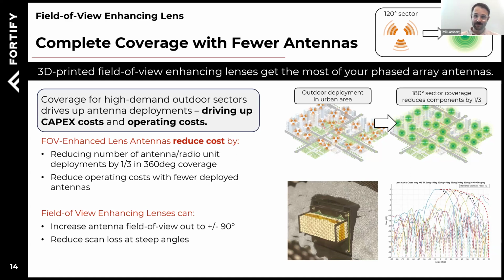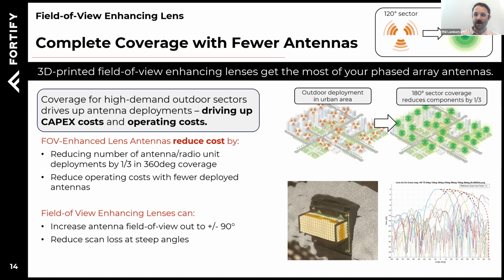So plus or minus 60 degrees from boresight. In order to cover a 360-degree sector, 360-degree coverage, you'd probably need 3 to 4 antennas, each covering 3 or 4 sectors.